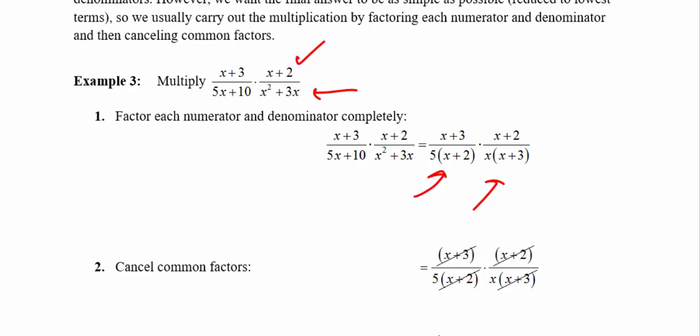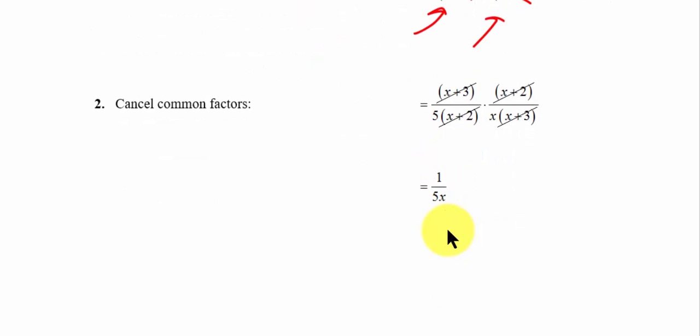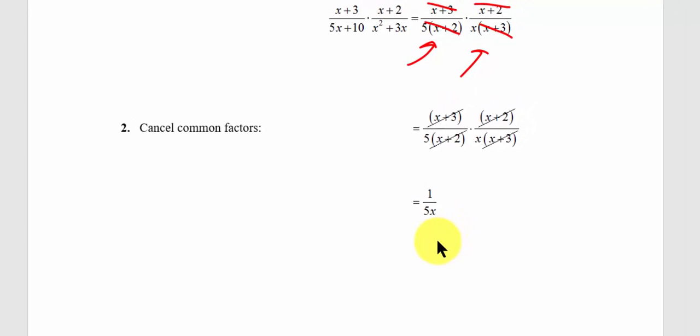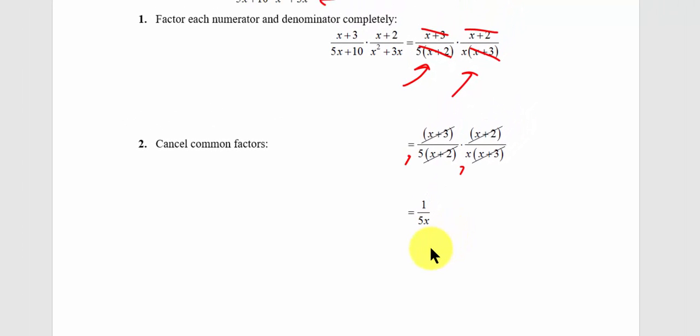All right, and now look what happens. The x plus 3 will cancel, the x plus 2's will cancel, and on the bottom I'm just left with 5x. And you can see that they do the work over here. So I'm left with the 5 times the x on the bottom, which is 5x. On the top, we're going to be left with just 1. Okay? Let's look at the next example.